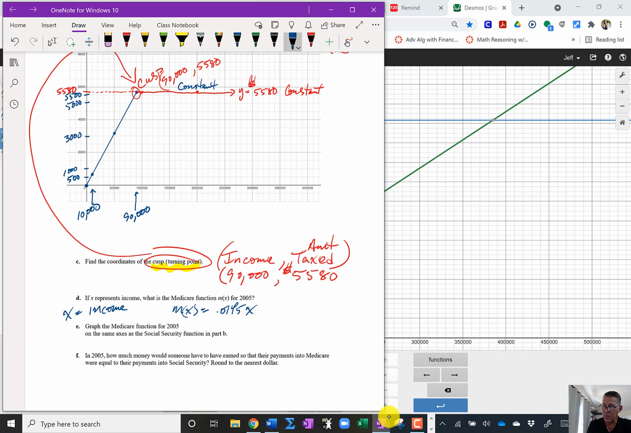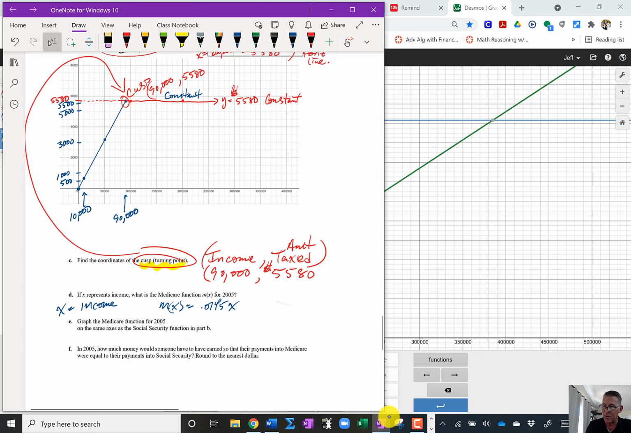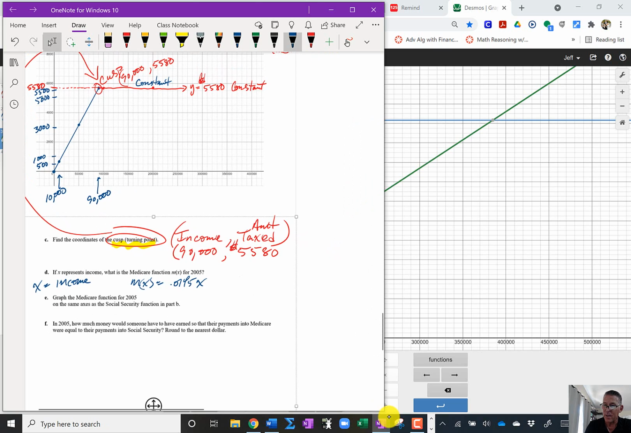Okay. And then, but if you're going to do it by hand, you have to enter some numbers in, like, how about 50,000. So if you type in 50,000, you take 0.0145 times 50,000, and then you figure that out.